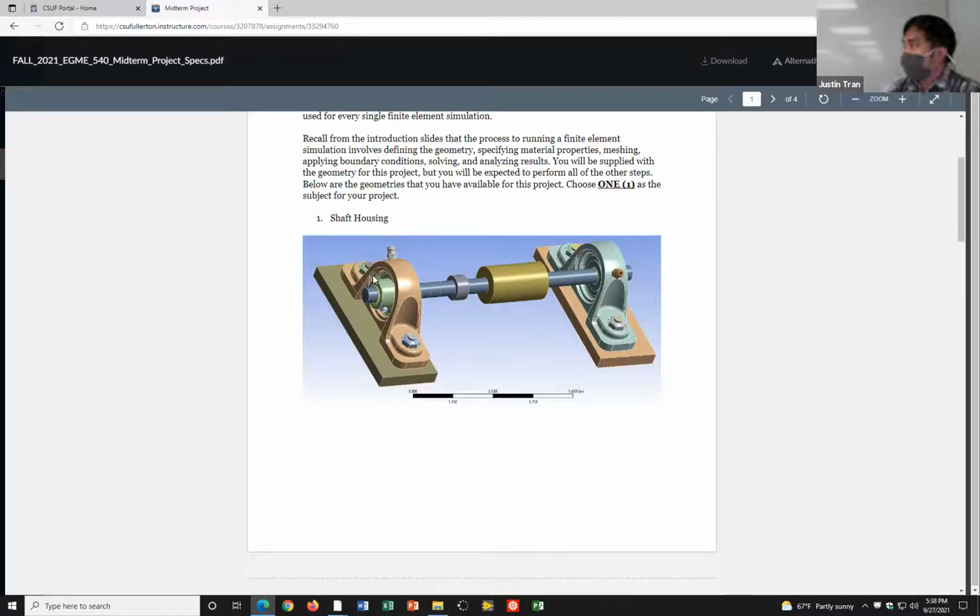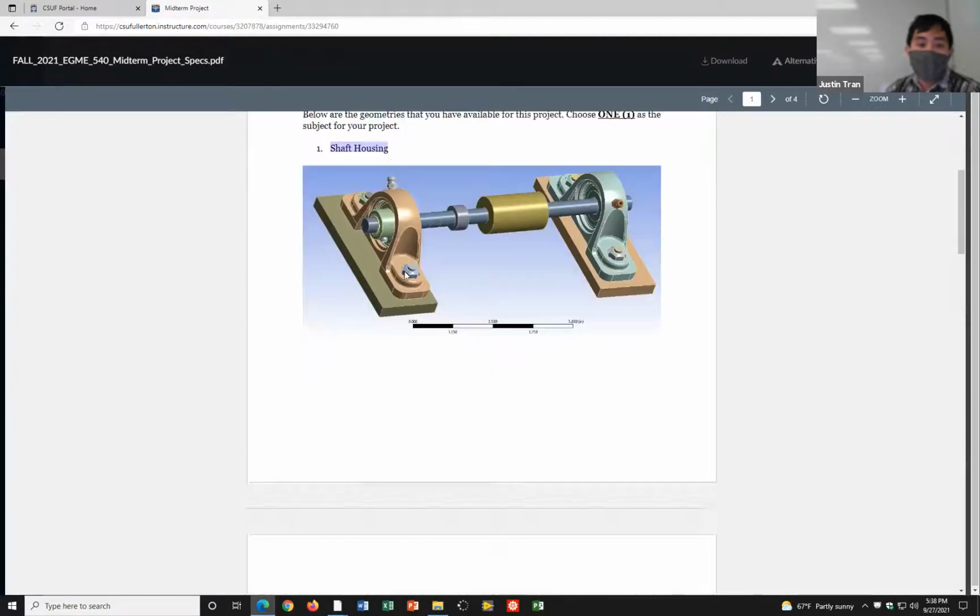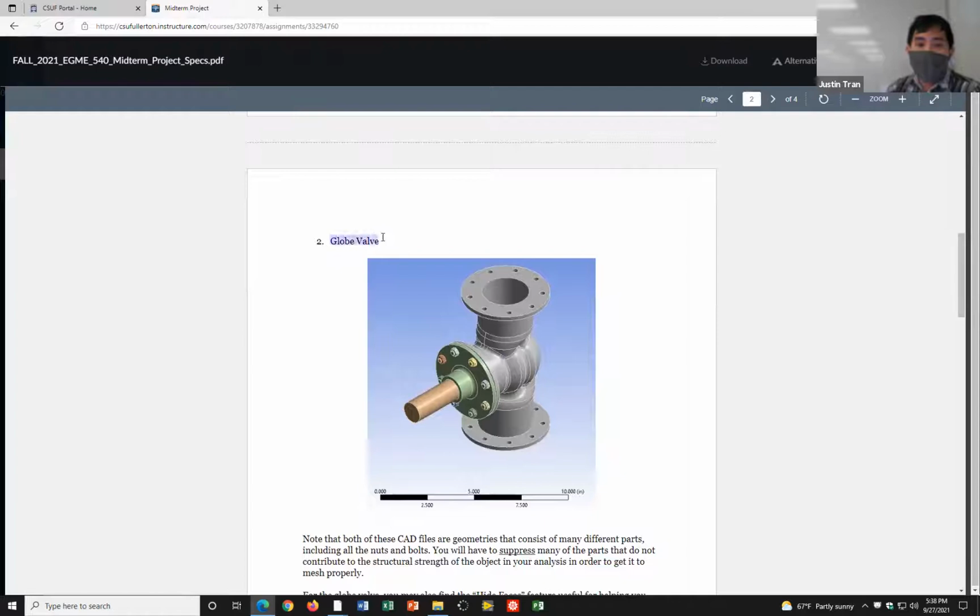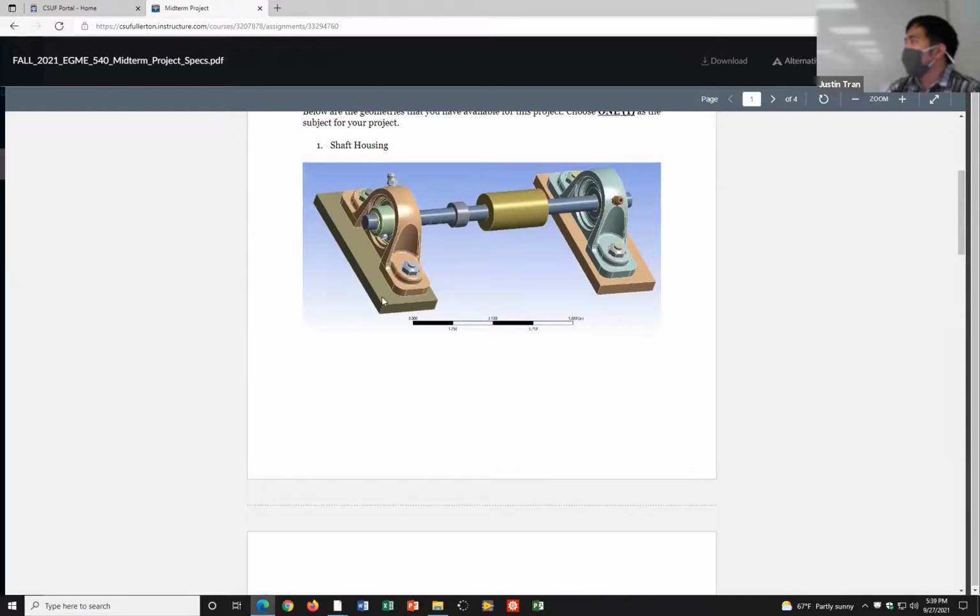And so you're going to have to do a little bit of research too about what are some common applications for a shaft housing? What are some common applications for a globe valve, right? And think about, a lot of times you're doing a finite element simulation to predict whether a part like this is going to fail, if it's going to break, okay?